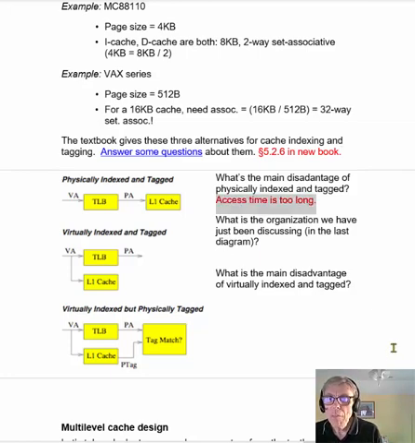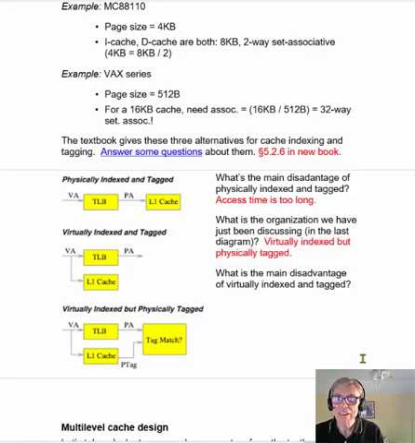Well, the main disadvantage of physically indexed and tagged is that access time is too long because you need to complete the address translation before you can start to access the cache. And the organization that we've just been discussing in the last diagram is virtually indexed but physically tagged because we saw that the index gave us a virtual address, but we had to translate it to a physical address by the time we accessed the cache.